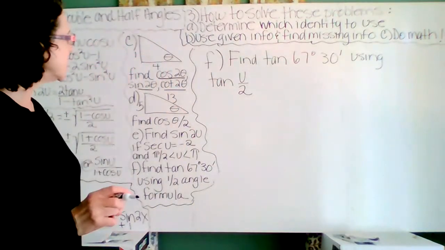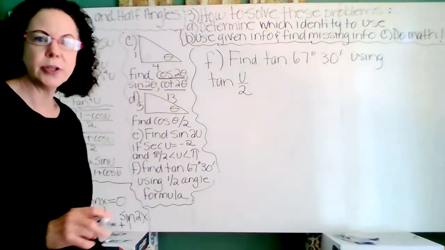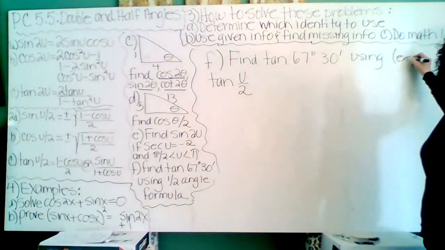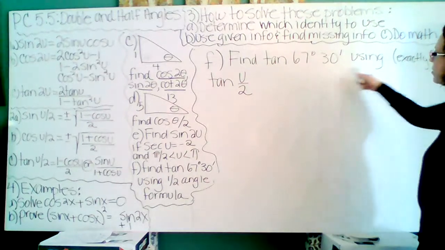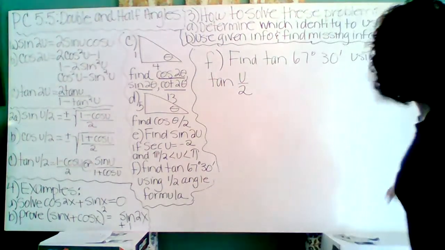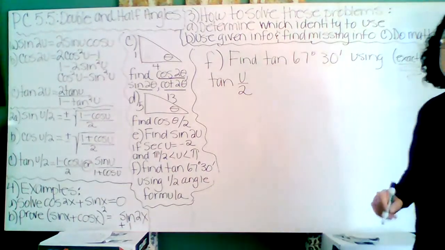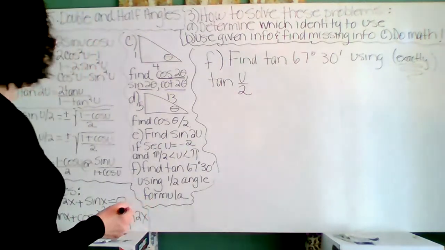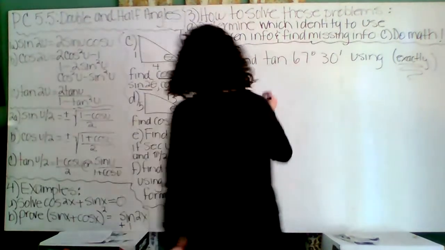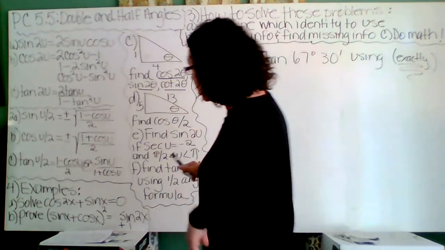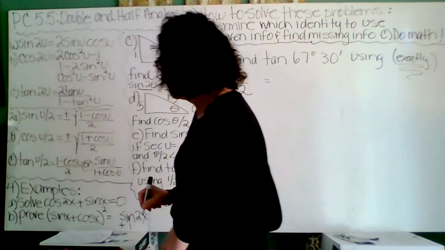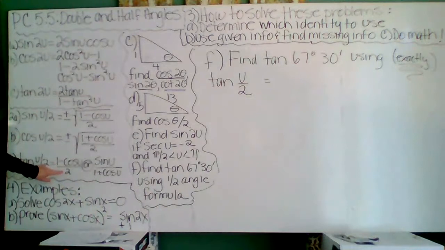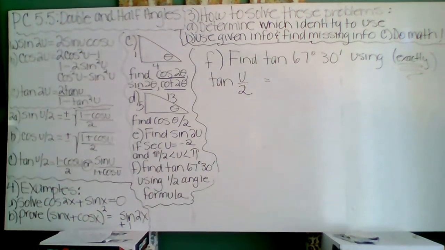On F, they're asking us to find tangent of 67 degrees 30 minutes using a half angle. Now, what they're asking us for, because you're probably like, well, I can just throw this in my calculator in degree mode. They're asking for the value exactly using information from the unit circle. Okay, so let's write the tangent of a half angle formula. Let's see, tangent of a half angle. Oh, we can do 1 minus cosine of u over 2. Look, I think I wrote this too quick. I'm gonna come and look at the.